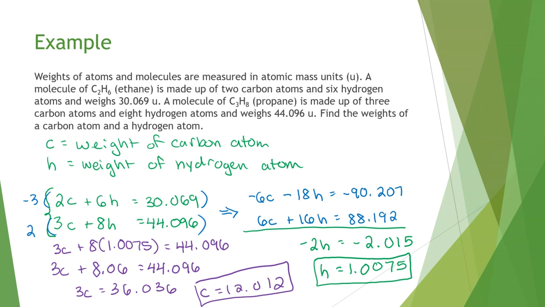Carbon is 12, hydrogen is 1. So that's an example of elimination. And getting the equation itself was fairly simple. It was just a matter of reading it almost exactly off of the problem itself.